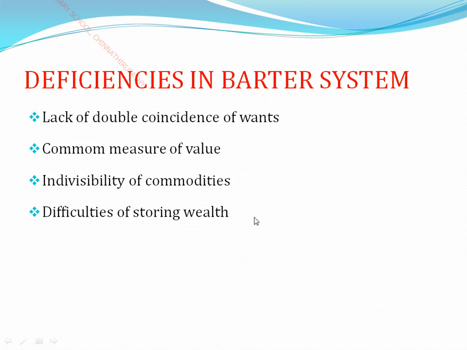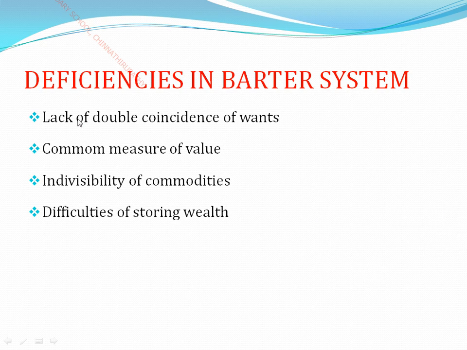And difficulties of storing wealth. Individuals tend to store a part of their wealth or earning as saving to be used for future needs or as an investment. However, it is very difficult to store many types of commodities, such as perishable goods. Perishable means goods having a very short life, such as grains, milk, meat, etc. They could not be stored to exchange goods in future.